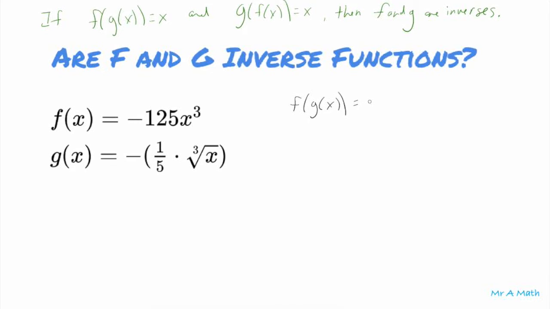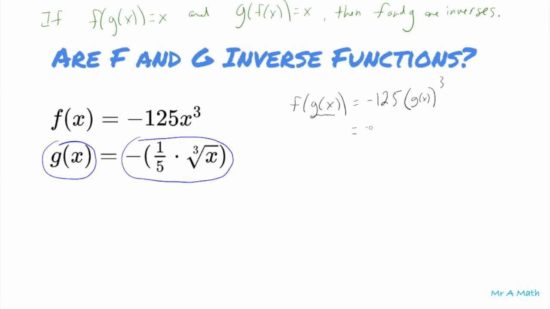And I'm going to write out what f of x is. It's negative 125 times x to the third power. But instead of writing it as x, remember g of x is my input now. So I'm going to write in g of x. And instead of leaving it as g of x, I'm going to recognize that g of x here is negative 1 times 1/5 times the third root of x.